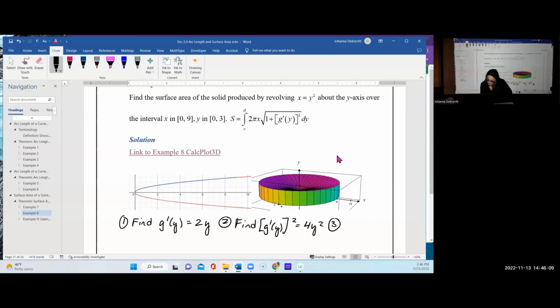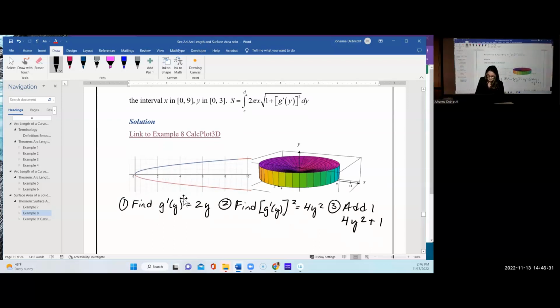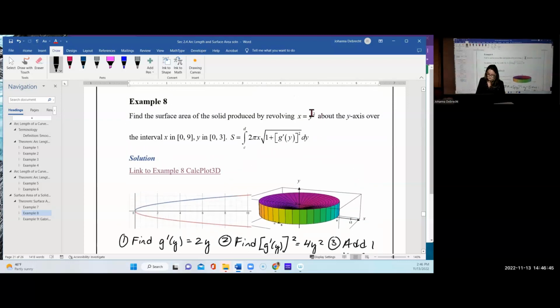And part 3, add 1, which is going to give us 4y squared plus 1. Now, looking at that right there, you should think, ooh, that looks like it might possibly be a trig substitution, because it just sort of has that feel, right? And in fact, I think that is what you can do to use this one. So we'll leave that to the integration step in just a minute. Now we multiply by the average circumference of the frustum, which is 2 pi x. Now, x was given up here as y squared. So we're going to replace the x with y squared.